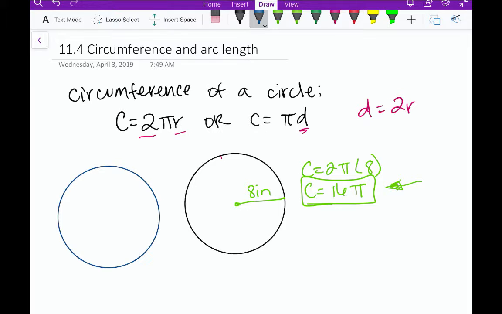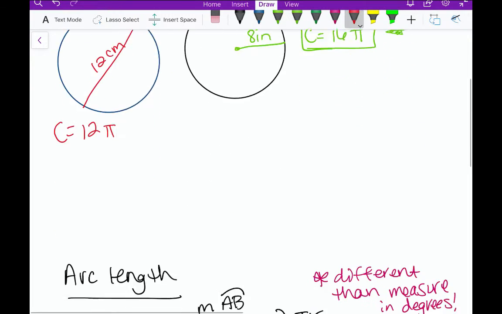Now, if I give you the diameter of a circle, you should still be able to tell me what the circumference is. So let's say that the diameter of this circle is 12 centimeters. Then in order to find the circumference, I could just plug it into this formula. Circumference equals 12 pi, just literally pi times diameter. Would be no different if I had the radius. I would just be working it in a different way.